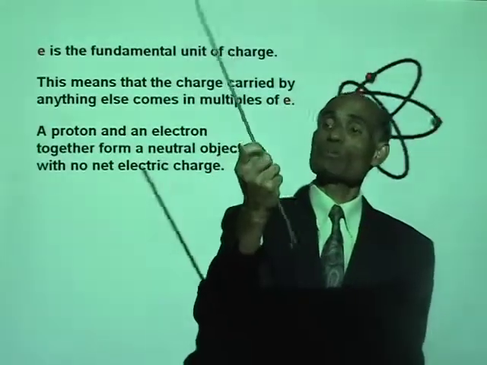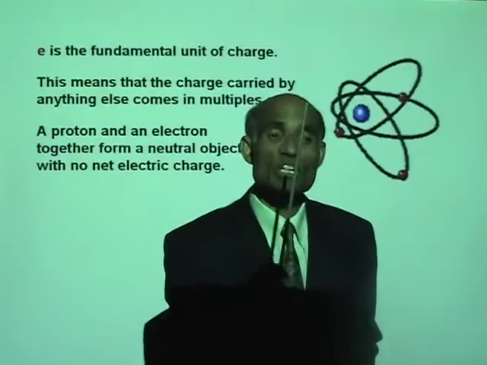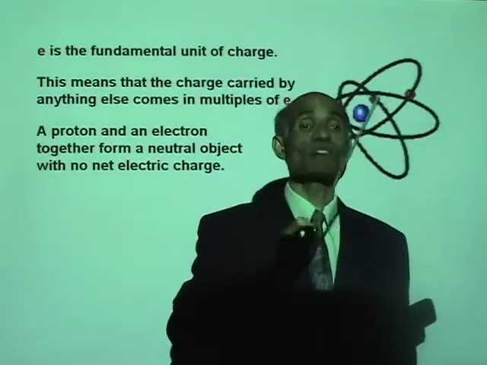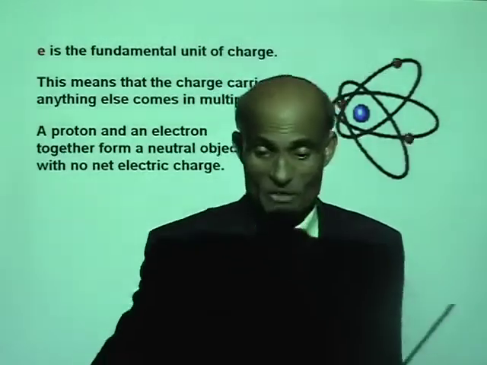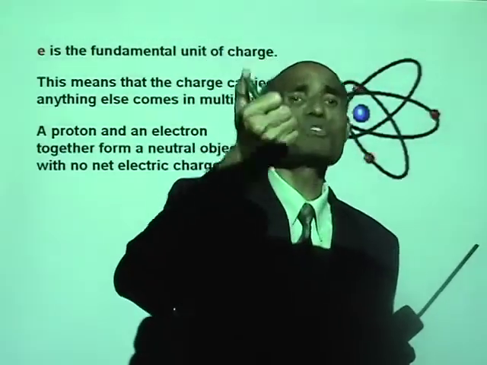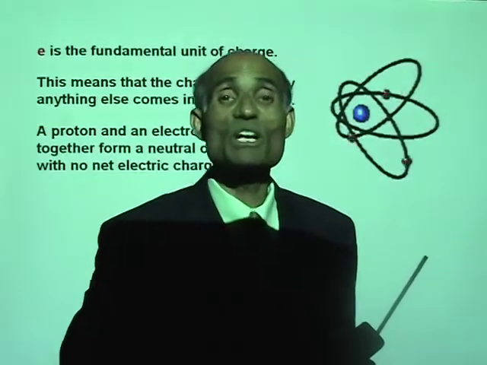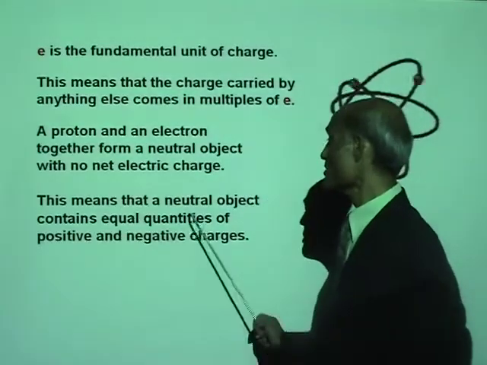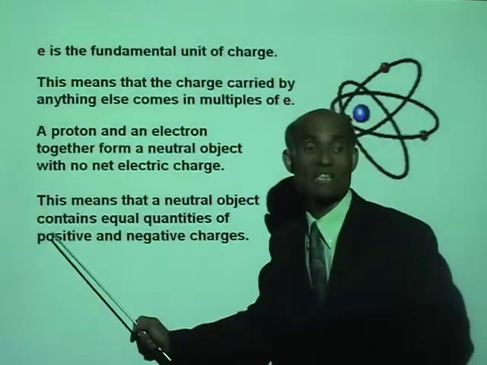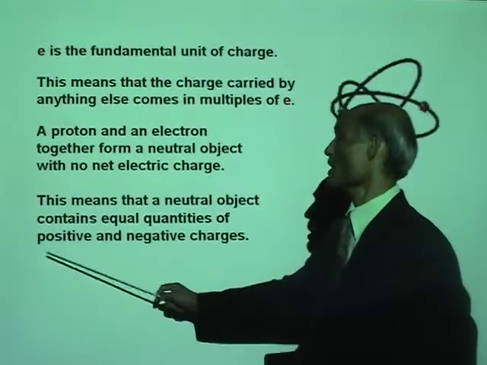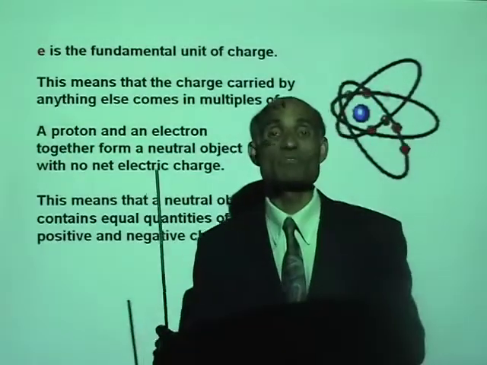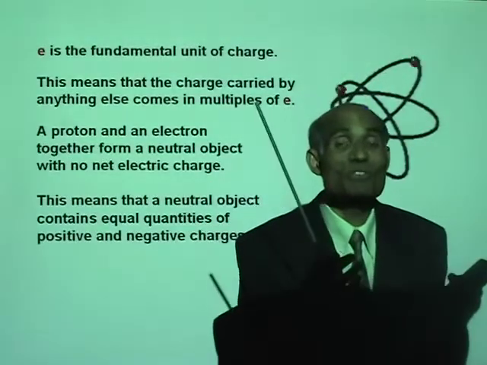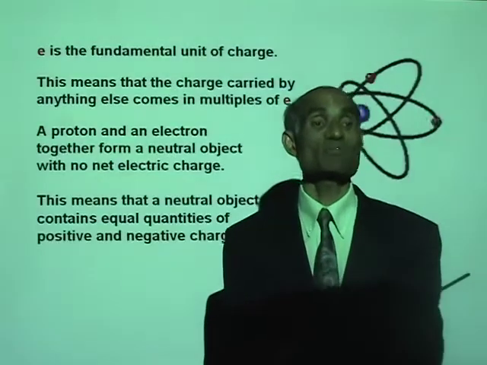Now, the rod I am carrying now is electrically neutral because it contains equal amounts of positive and negative charges. Everything I have around here is neutral because it contains equal amounts of positive and negative charges. So this means that a neutral object contains equal quantities of positive and negative charges. All of us are made of electric charges, equal quantities of positive and negative charges.